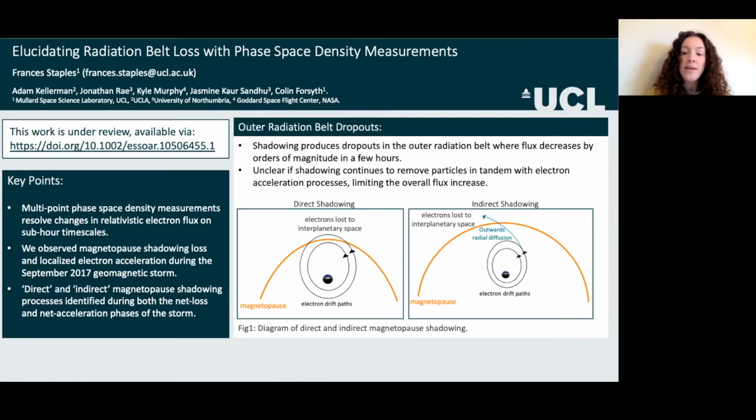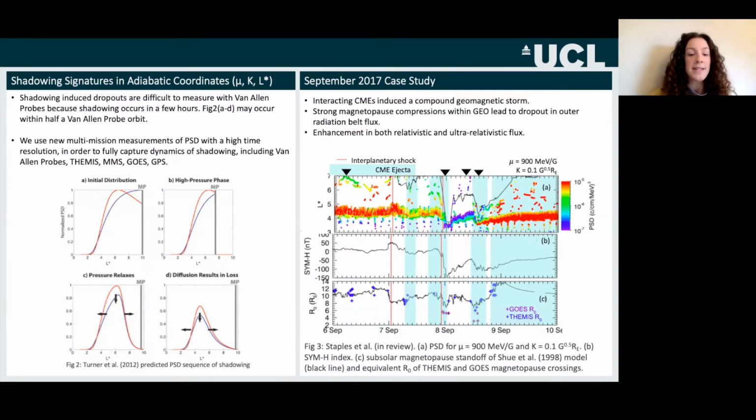If ULF wave activity in the magnetosphere is high, then we can get indirect magnetopause shadowing if electrons diffuse outwards towards the magnetopause boundary and are subsequently lost. Turner et al. in 2012 characterized how phase-space density would look as a function of L star through a dropout induced by direct magnetopause shadowing, and this is shown in figure 2.